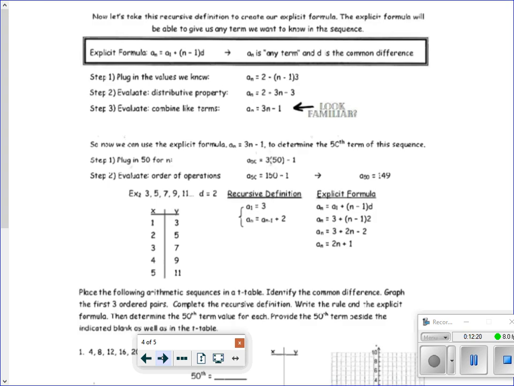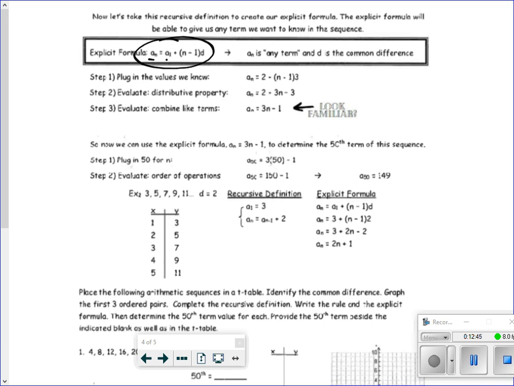Okay, so our explicit formula is right here. And I like to rewrite it a little bit. This is saying we have any term in our sequence, a sub n means any term in the sequence. It's our first term, because a sub 1 means our first term. And then plus this n minus 1 times your d, common difference.